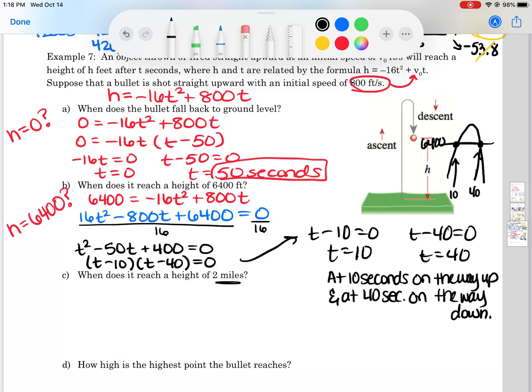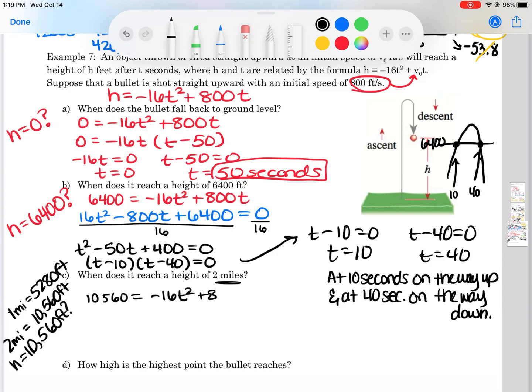Okay. All right, when does it reach 2 miles? Well, we're talking about feet in this problem, so we need to make sure we're converting to feet. We know that 1 mile is 5,280 feet, so 2 miles should be double that. So 2 miles is 10,560 feet. So that's what we want h to be. When is h going to be 10,560 feet?